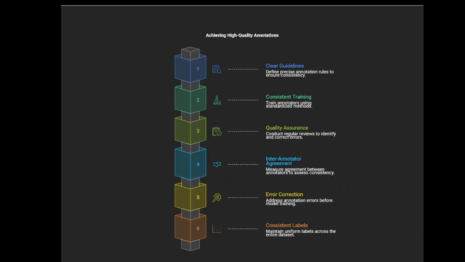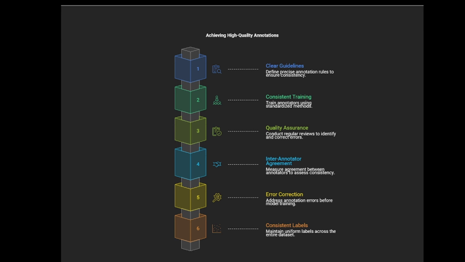So how do professional annotation companies avoid these mistakes? So the first one is clear annotation guidelines. Every annotator follows the exact same instructions. Second one, consistent training. All annotators receive standardized training before working on production data. Third one, consistent labels. Everyone uses the same class names and labeling standards.